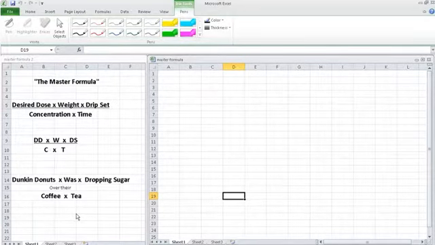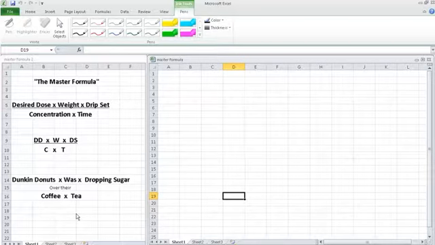Now, Chris talks about the master formula, and the benefit of the master formula is this is the only formula that you have to memorize in order to do all these calculations. The formula is desired dose times the weight of the patient in kilograms times the drip set that you're using divided by the concentration of the medication you're drawing up times the time you're administering it. And you use as much of this formula as you need for your particular problem, and then you can just ignore the rest of it.